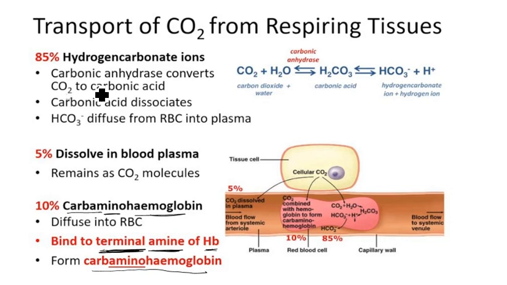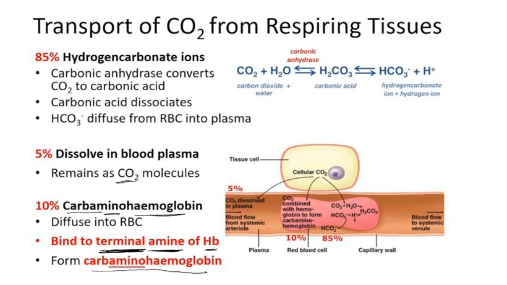Okay, so that's that. 85% is the hydrogen carbonate ion that moved into the plasma from the onset. Then the remaining 5% dissolves into the blood plasma directly, and they remain as CO2 there, while the remaining 10% forms carbon dioxide, amine, hemoglobin. That means carbon dioxide binds at the terminal amine of hemoglobin to form carbamino hemoglobin. Okay, so take note of that. All right, let's see the last part now.